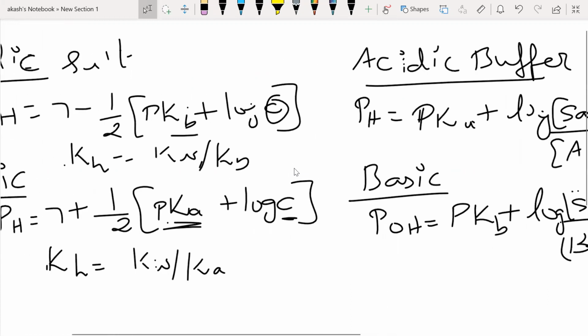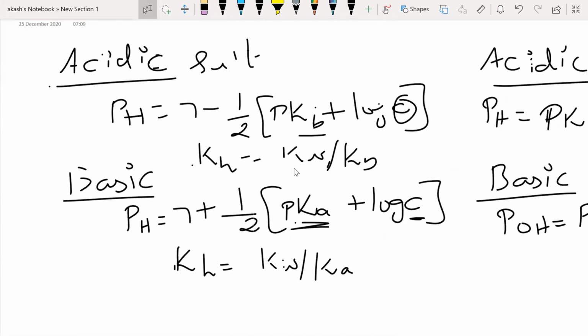But if you look at salt hydrolysis, I know that an acidic salt is formed from a weak base plus a strong acid, but there is no way you will be using the base concentration or the acid concentration. Only the salt concentration is given. So in a question, if they give you only the salt concentration, again I'm repeating, you directly go for salt hydrolysis, either acidic or basic depending on the salt.